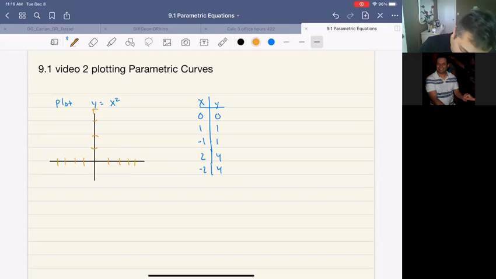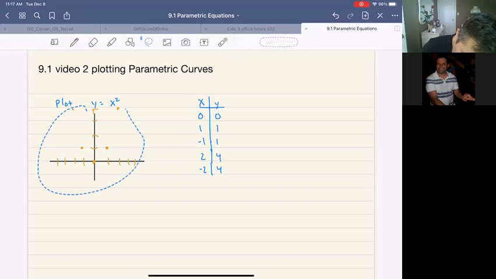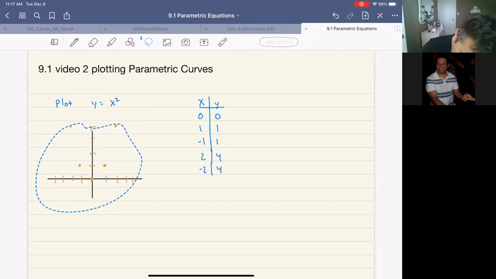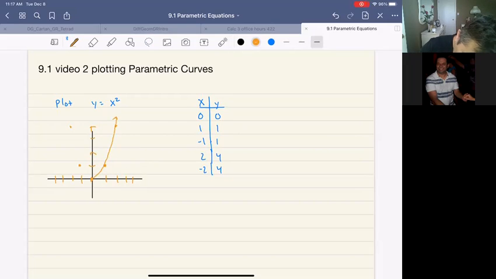So 0, 0 is right here, 1, 1 is right here, 2, 4 is right here, -1, 1 is there, -2, 4 is there. Let's move this a little bit. And then it's just going to go like so.